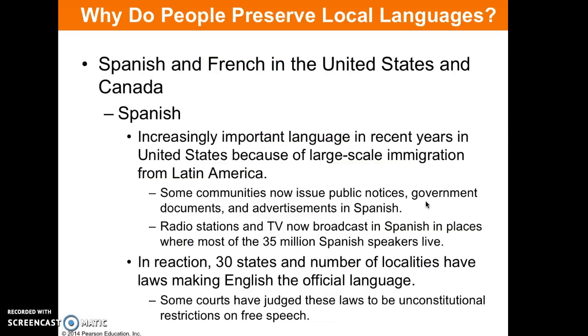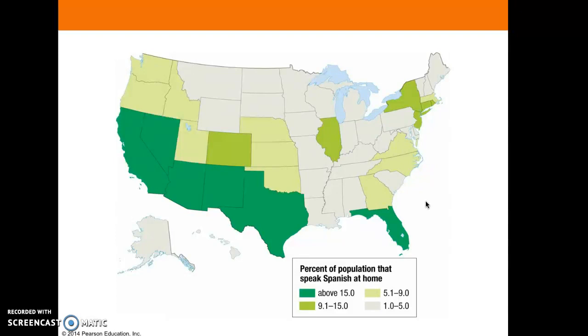In the United States and Canada, in the United States we have Spanish, right? It's emerging as a largely spoken language because of the large-scale immigration from Latin America. And so because of that, we have public notices and government documents and advertisements in Spanish. And we have radio and TV stations that broadcast in Spanish. So in reaction, 30 states have made English the official language.